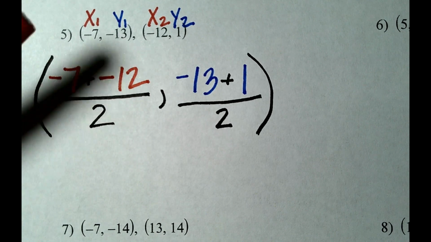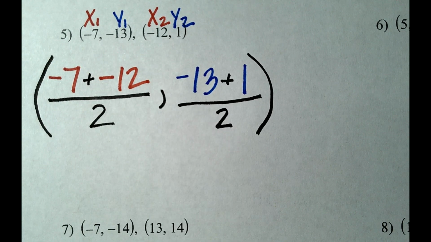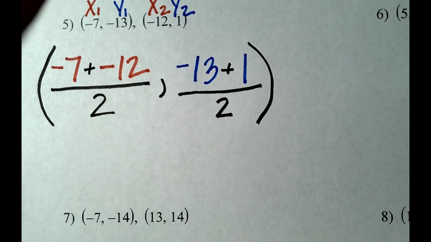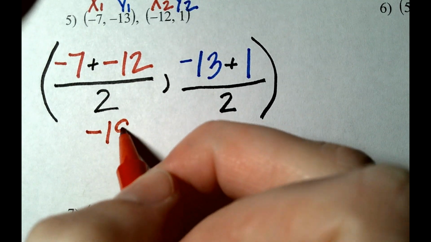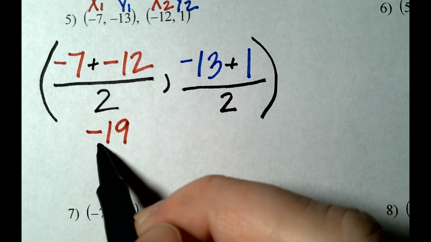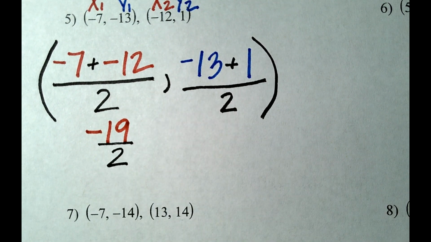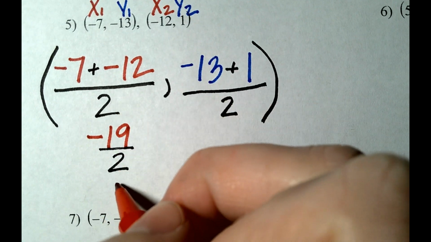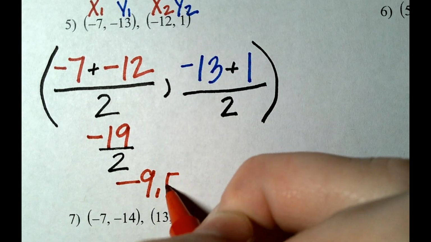Now, when you're adding together 2 negative numbers, you can just add them like normal positive numbers. Your answer is just going to be negative. So what's 7 plus 12? 19. But since they're both negative, negative 19. Good. Divide by 2. What's negative 19 divided by 2? Negative 9.5.